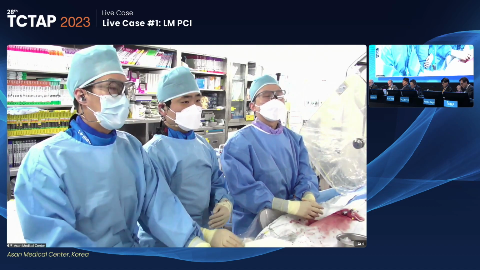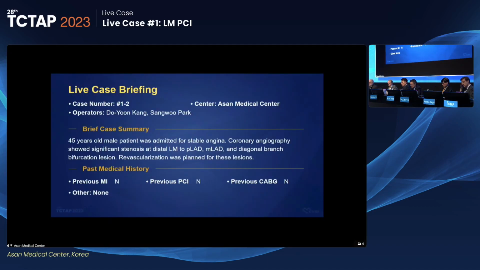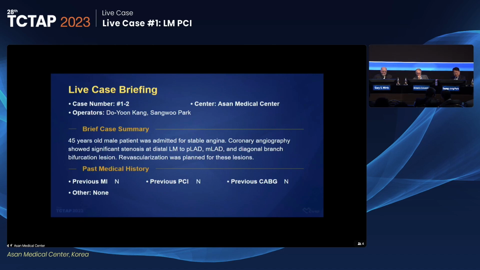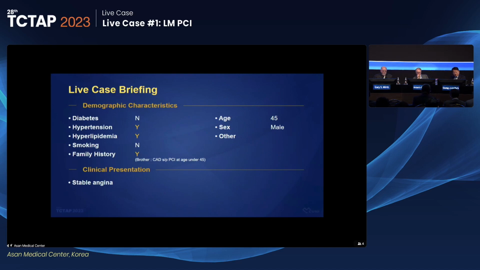Thanks for introducing me. Hi, I'm Jin-Ho Lee from Asan Medical Center, and let's start with a brief summary of this case. A 45-year-old male patient was admitted for stable angina. Coronary angiography showed significant stenosis at distal left main, proximal LAD, and mid LAD with a diagonal branch bifurcation lesion. So we planned revascularization of this lesion. He had no past medical history associated with coronary vascular disease. He has risk factors of hypertension and hyperlipidemia, and a family history: his brother had coronary artery disease at under age 45. In this patient, the clinical presentation is stable angina.